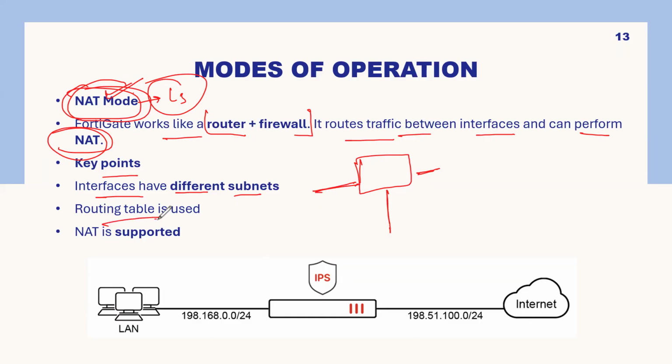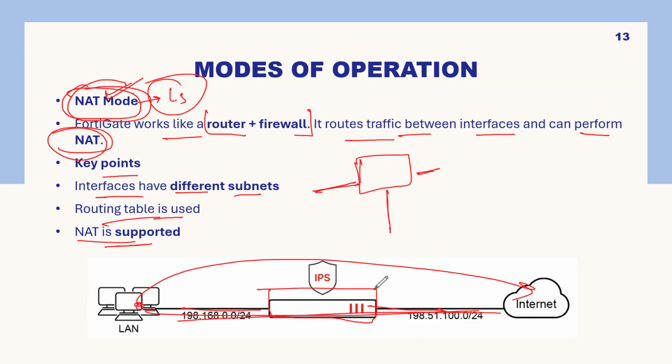Now a routing table is used. As it is supporting layer 3, we will have a routing table. If you have a firewall with one separate network on this side and another on that side, and traffic is coming from the LAN towards the internet, it allows that traffic, and routing is required. In that case, it is acting as a layer 3 device. In one line, you can remember: when a FortiGate firewall operates at layer 3, it is called NAT mode.